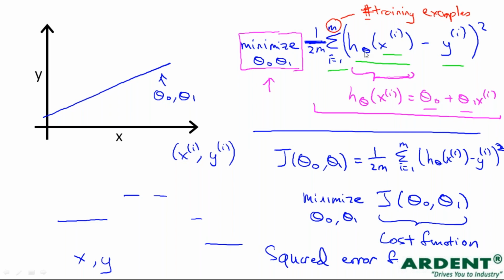Suppose h theta x of i is the predicted value, and y of i is the actual value. If we subtract these two, we are going to get the error.